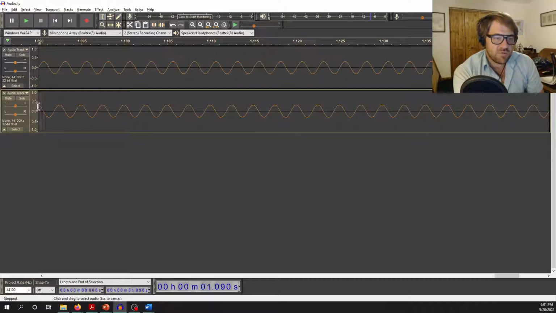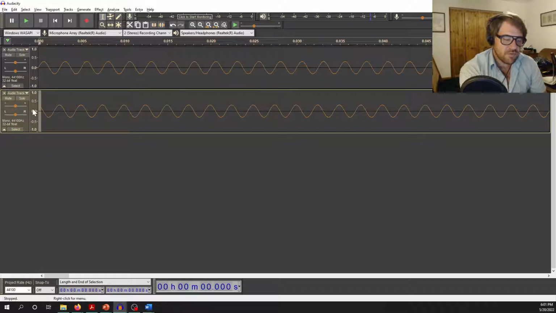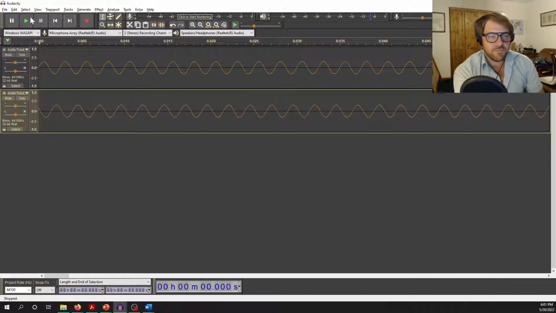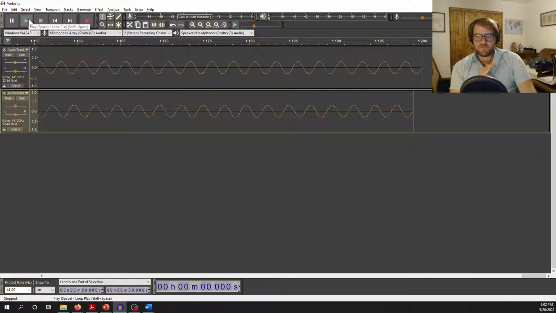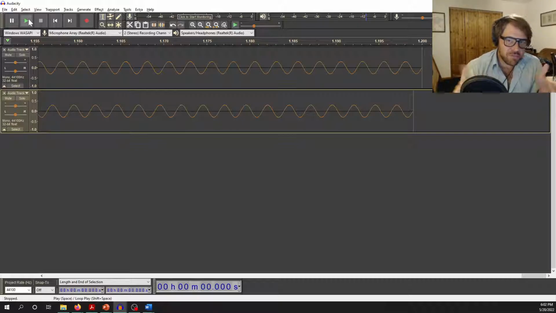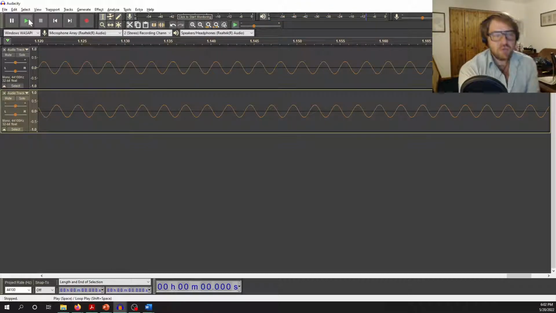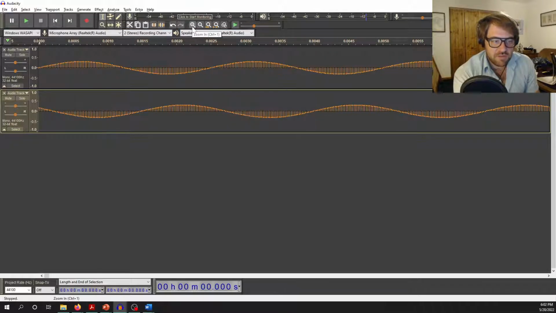So let's trim a little bit more off it. Let's trim just a little bit more off of this one. Now what do we got? Below 12. So now playing both of these is quieter than playing one of them alone. And now what I'm going to do is go in and make it exactly out of phase, 180 degrees out of phase.